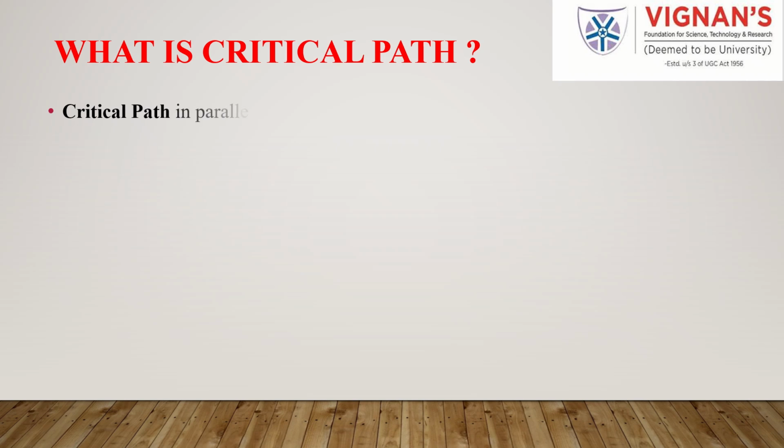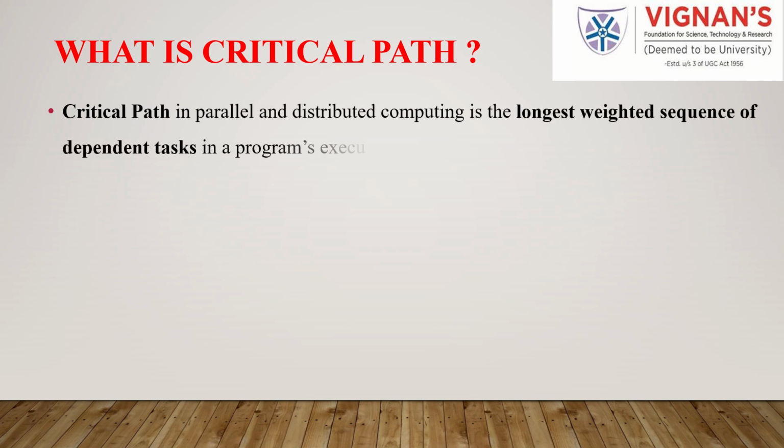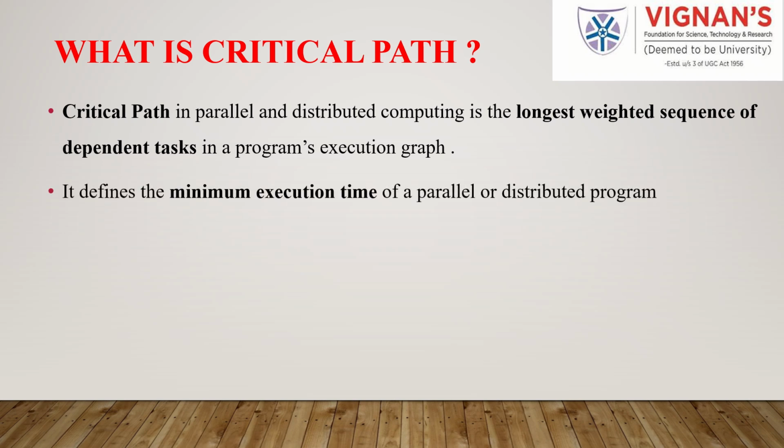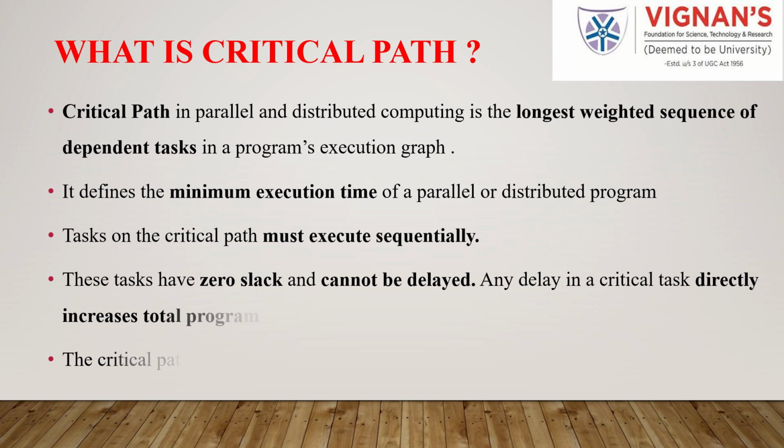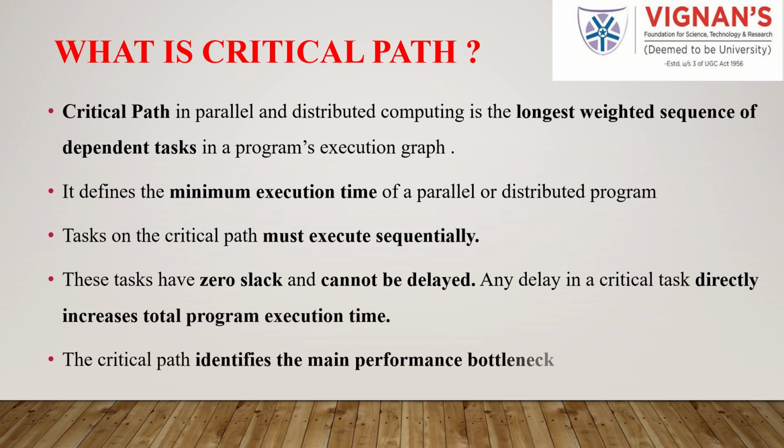The critical path in parallel and distributed computing is the longest sequence of dependent tasks in a program's execution graph. It determines the minimum possible execution time of the program. Tasks on the critical path must execute sequentially and have zero slack, meaning they cannot be delayed. Any delay in a critical task directly increases the total execution time. Therefore, the critical path represents the main performance bottleneck of the system.